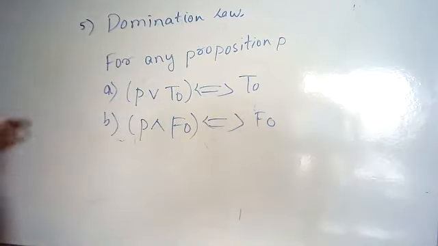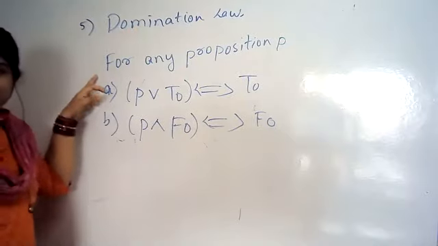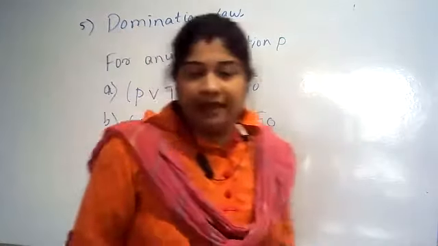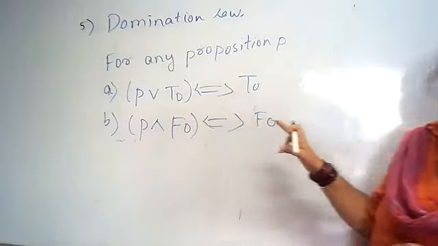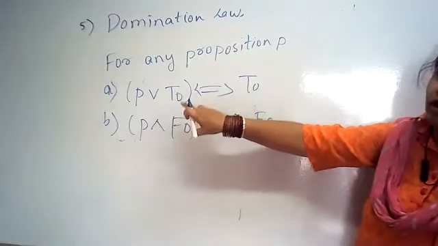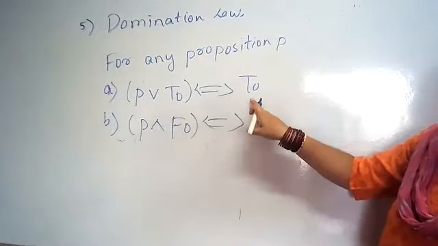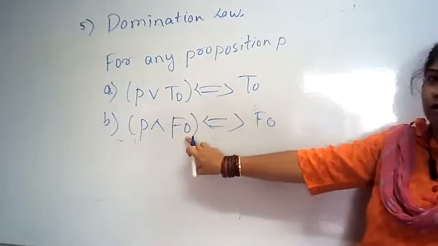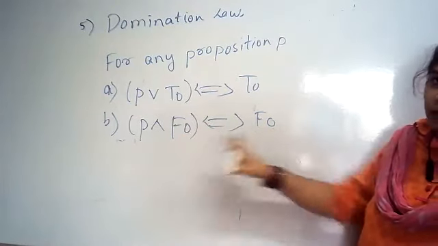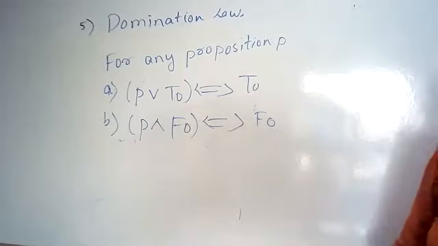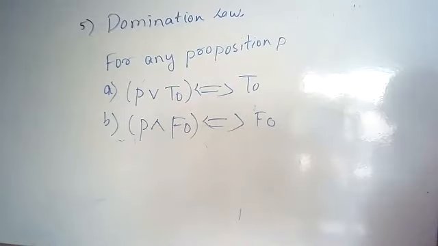So take it down. Domination law says that for any proposition P, P disjunction T0, P disjunction tautology, is logically equivalent to tautology. P conjunction contradiction is logically equivalent to what? It is logically equivalent to contradiction.